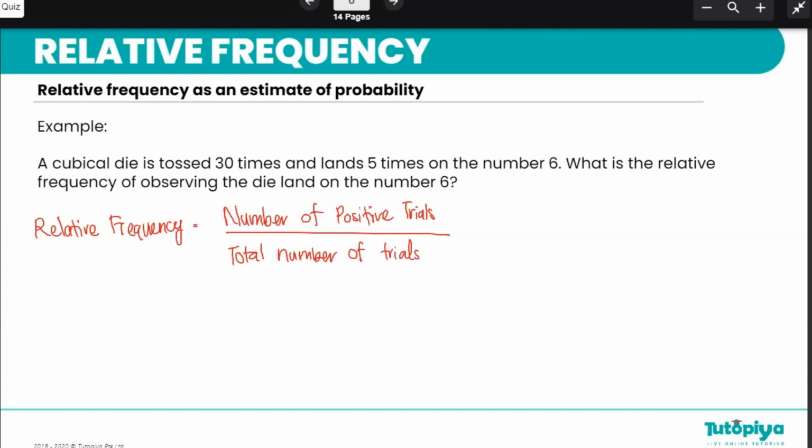In this case, I can see that the number of positive trials is 5 and the total number of trials is 30. I'm going to substitute those values in here. So 5 over 30, and I can simplify this, which is going to simplify down to 1/6. So the relative frequency of getting the number 6 is 1/6.